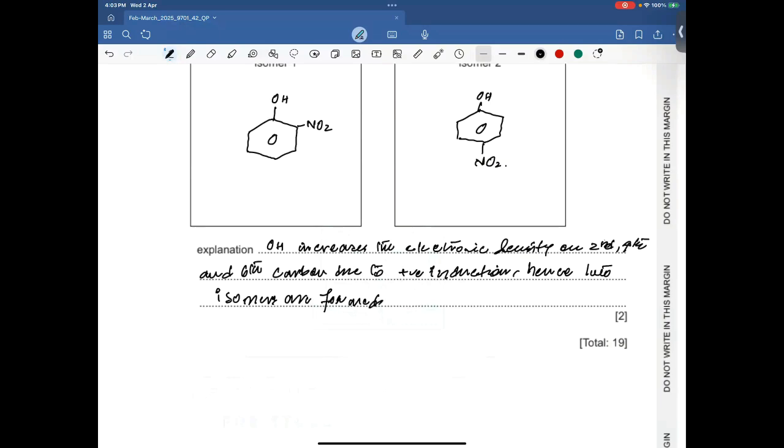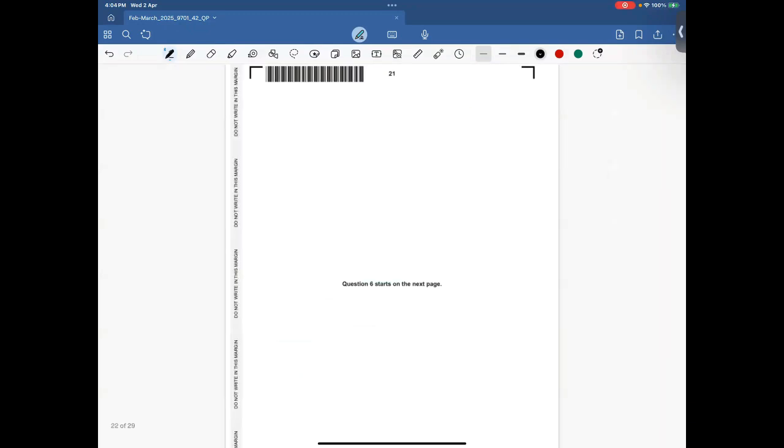Okay. By the way, para has more quantity than ortho because of less steric hindrance. Para has greater amount due to less steric repulsion or less steric hindrance. We have discussed this steric hindrance in the class. Hope you remember that. Oh, next question.